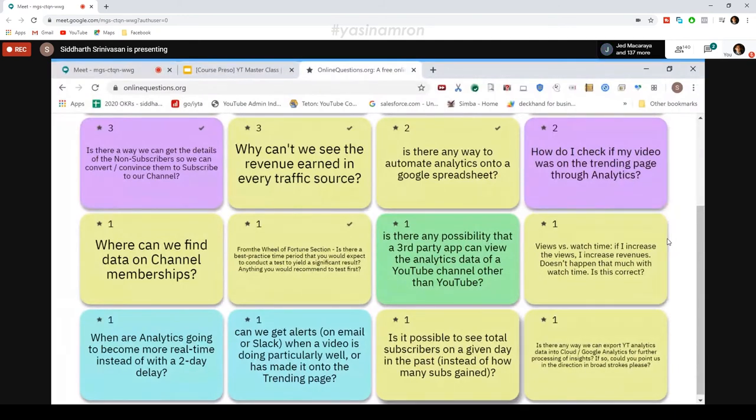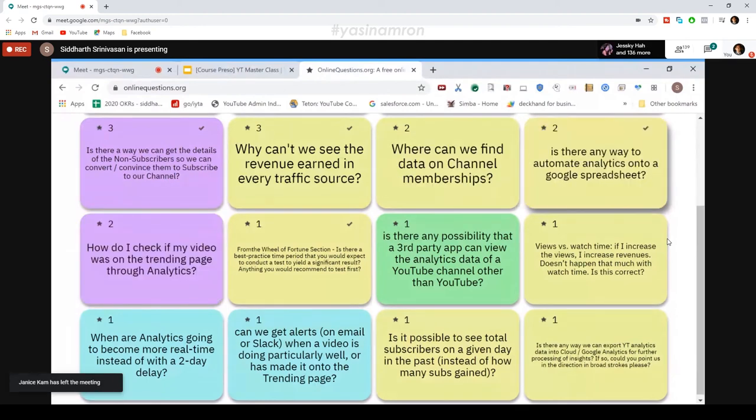Okay, maybe I can take the purple one. How do I check if my video was on the trending page through analytics? That's a really great question. I actually don't know if we have the granularity of trending. Yeah, but they should be able to do that. When you go to traffic sources, browse features, trending, it's an easy way to see all the videos that were trended at some point in a given period of time. Traffic sources, browse, trending. You'll see it there.